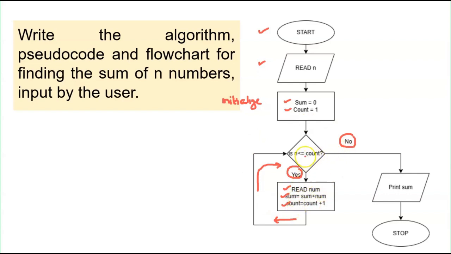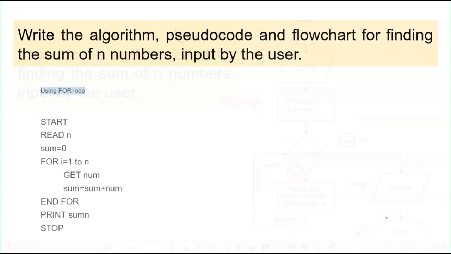So when n is greater than count, the result will be no. And then I will print the sum. So it's an output, so I will write it in a parallelogram and then come to the stop. So this is about the flowchart. We are going to implement it.